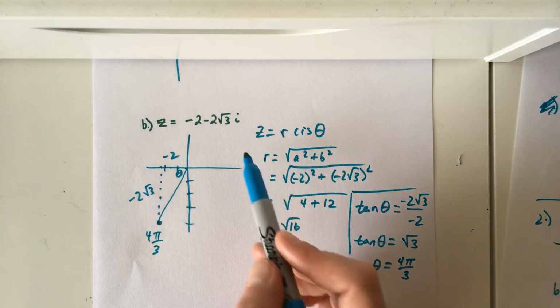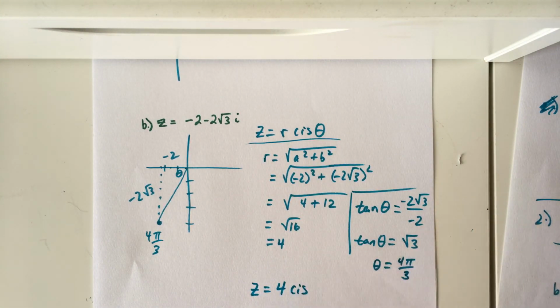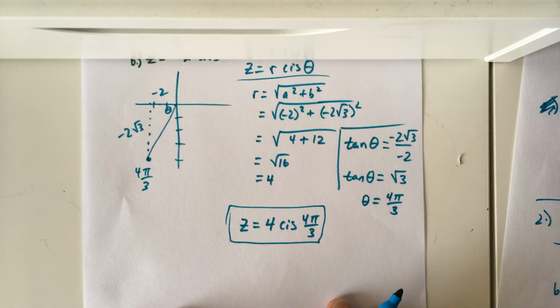And finally, our goal to write our number in trig form, it's z equals r cis theta. I encourage you to use this shorthand notation because it's a lot simpler.